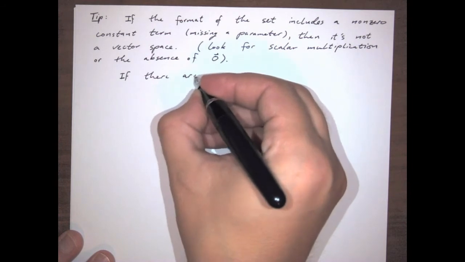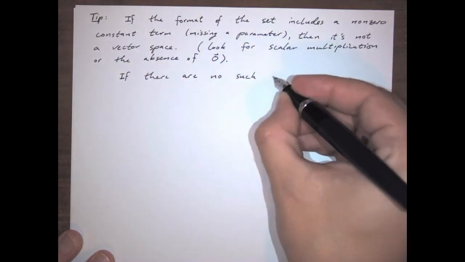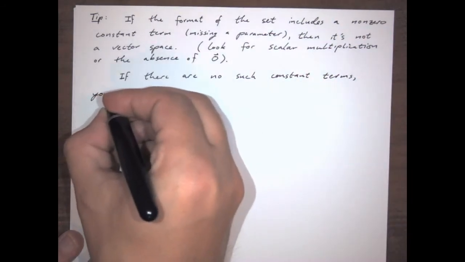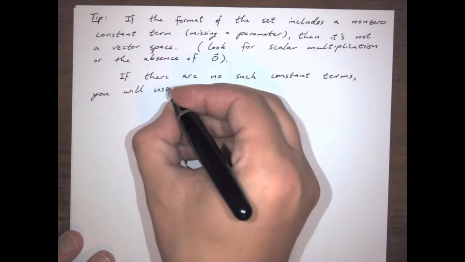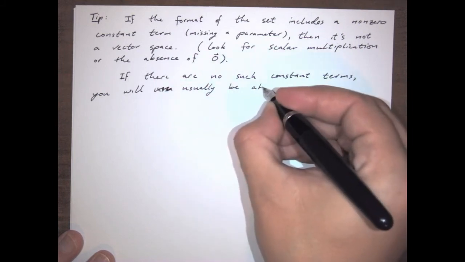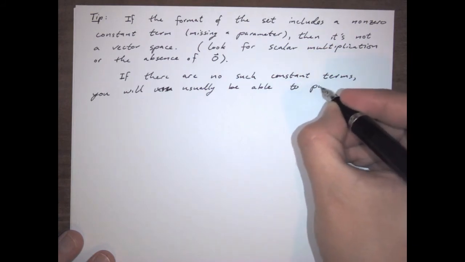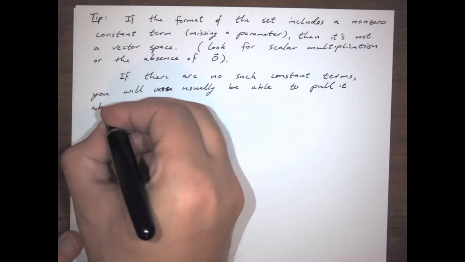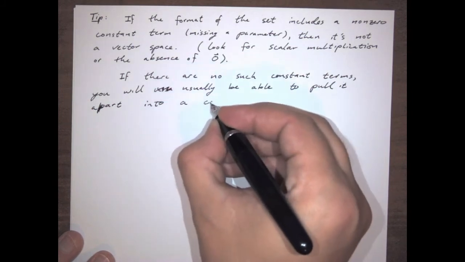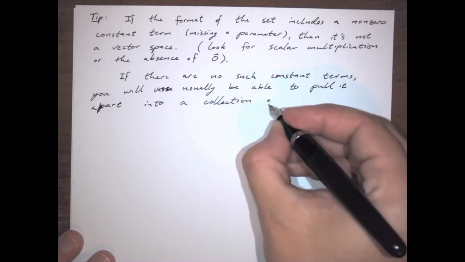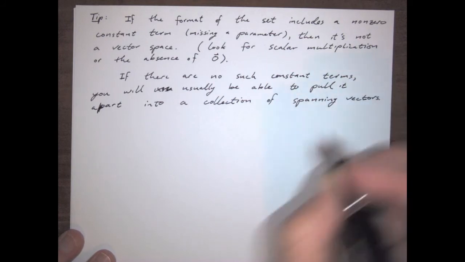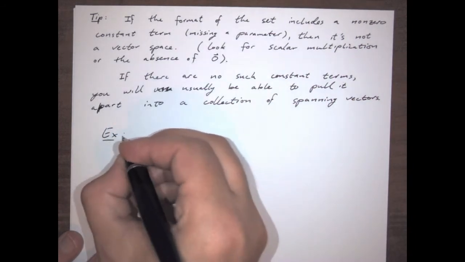If there are no such constant terms, you will usually be able to pull it apart into a collection of spanning vectors. So here's an example of that in action.